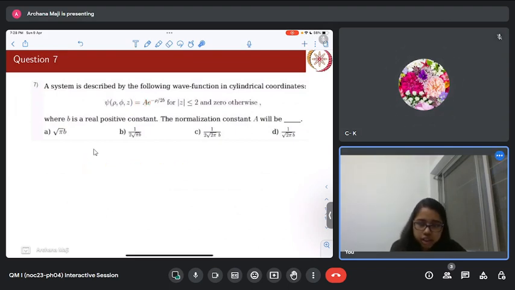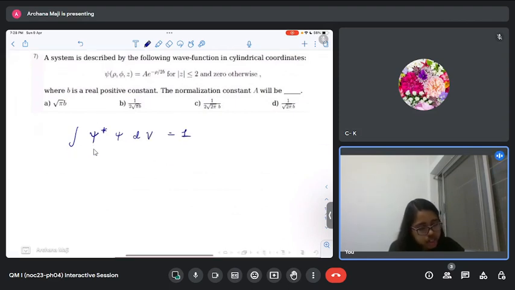Can you do this for this system? Now remember this, the coordinate system is cylindrical, so you have to integrate over d rho, d phi, dz, and z runs from -2 to 2. And rho limit 0 to infinity, and phi runs from 0 to 2 pi in cylindrical coordinates. So what do you have to do? I'm telling you, psi star psi dv.